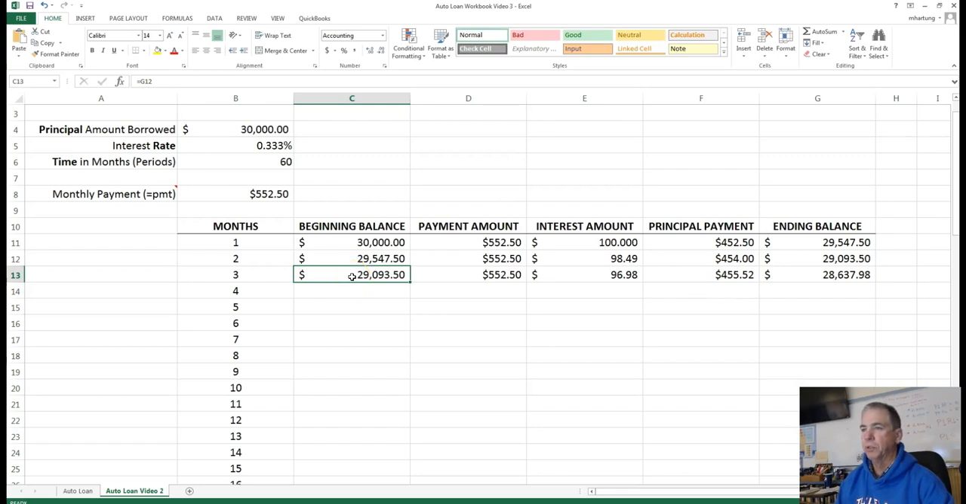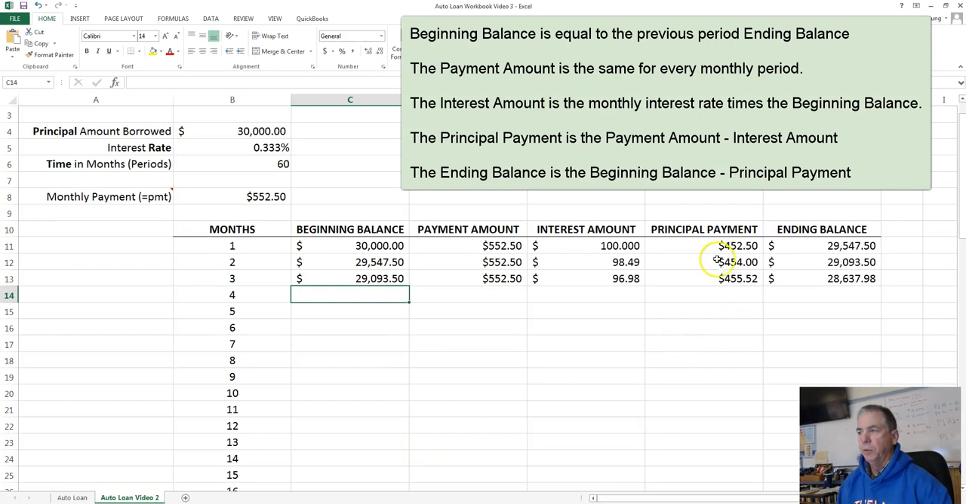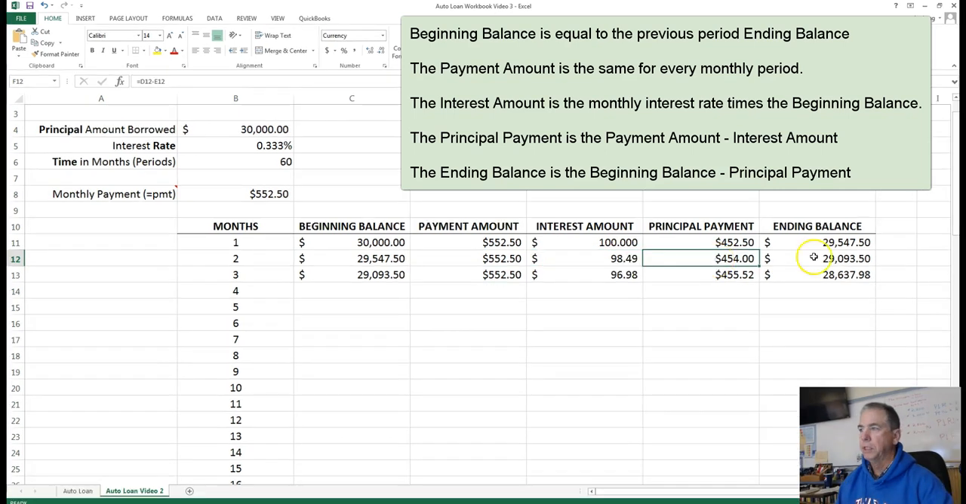So let's summarize these relationships. The beginning balance is the ending balance of the previous payment period. The payment amount remains the same each month. The interest amount is the monthly interest rate times the beginning balance for this particular period. The principal amount is going to be the payment amount minus the interest amount, the amount that went to actually paying the interest for that monthly period. And then the ending balance is going to be the beginning balance minus the principal payment. So those are relationships that you'll need to understand as we go through and complete this table.